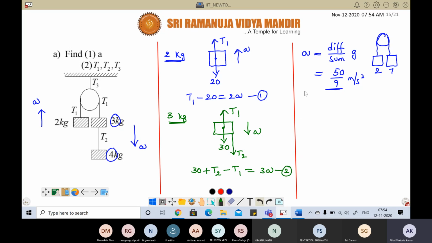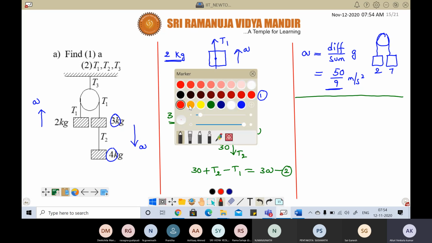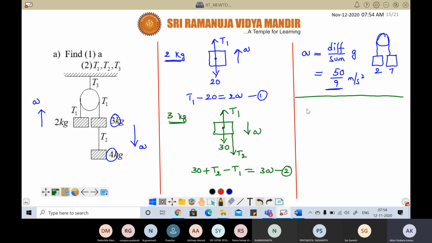And then the last free body diagram, of the 4 kg. So first force is 40. Then upward force is T2, but this is also going downward with an acceleration a. So 40 minus T2 is equal to 4 times a.